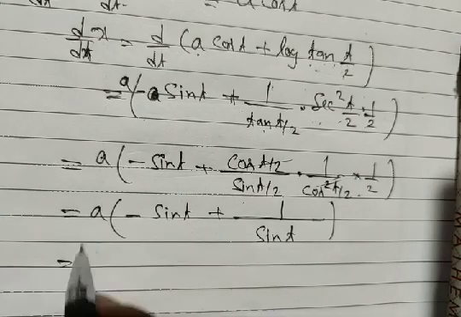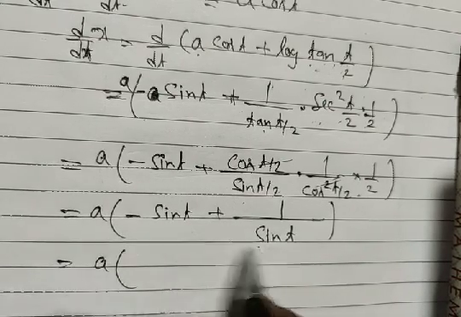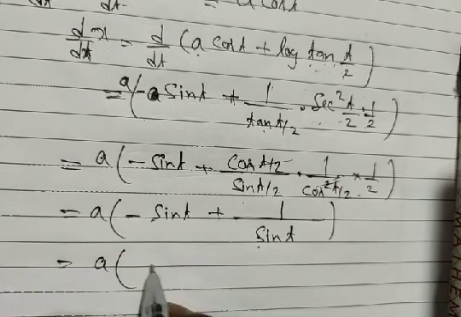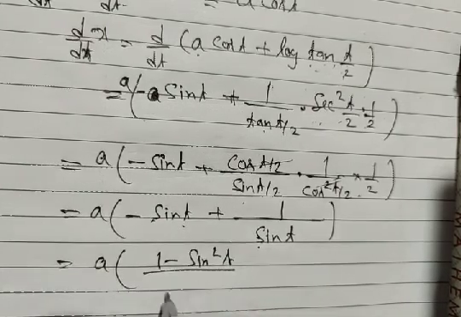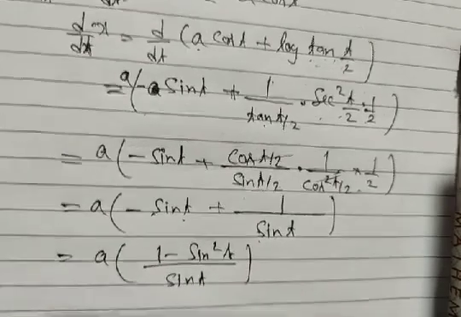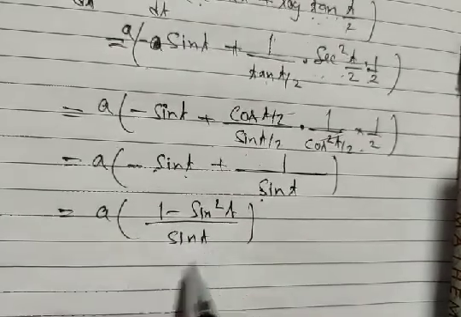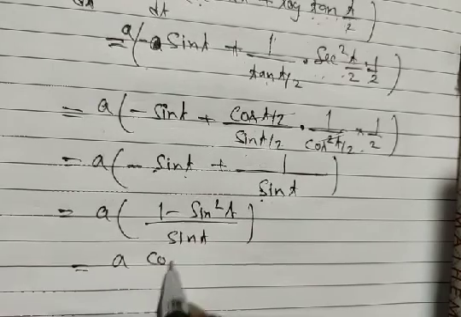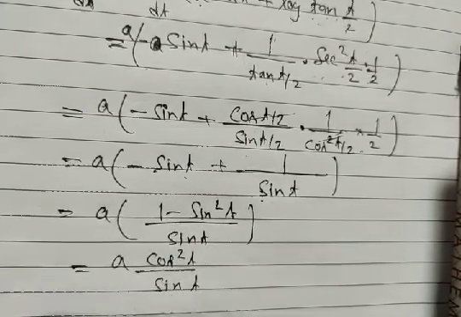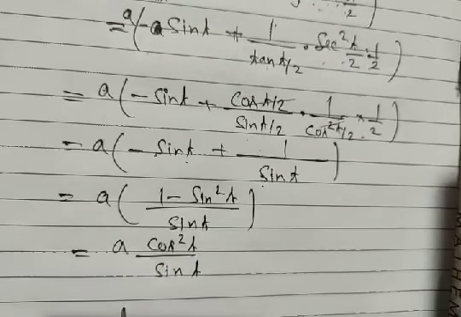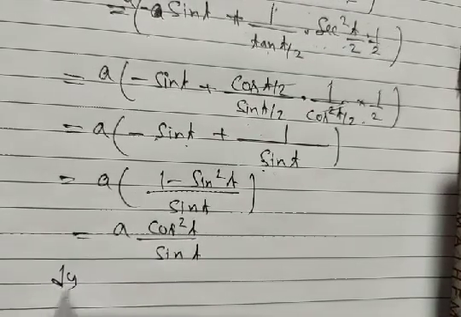Now again we are further going to simplify it. After taking LCM we get (1 − sin² t) over sin t here. And what is our 1 − sin² t? It's cos² t. So a cos² t over sin t. Now it's simplified. Now we are going to find out dy/dx.